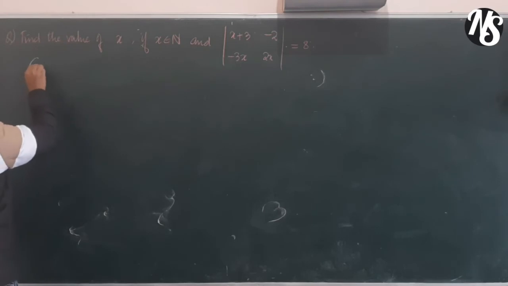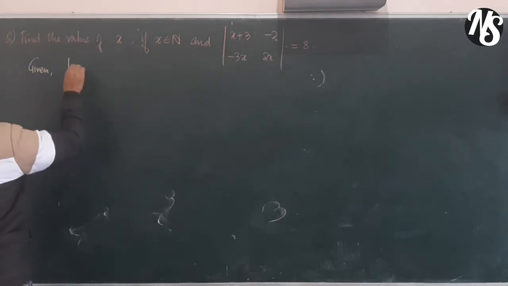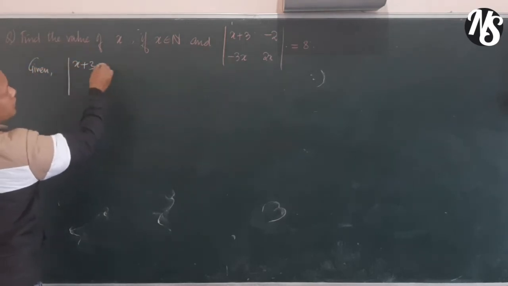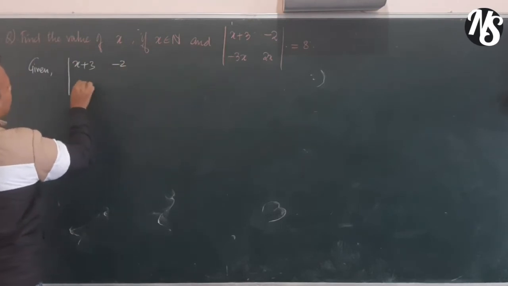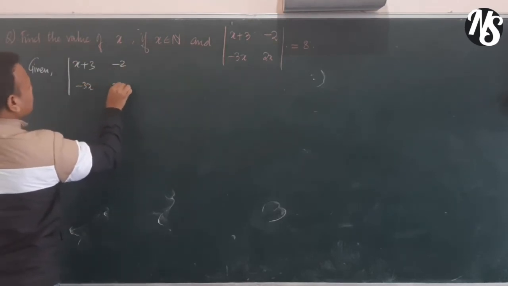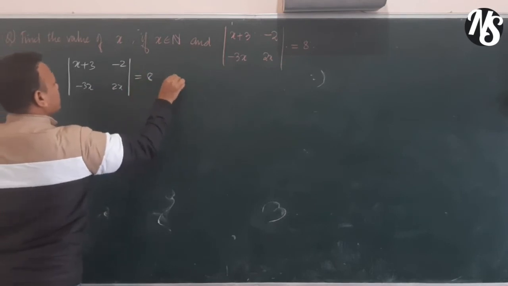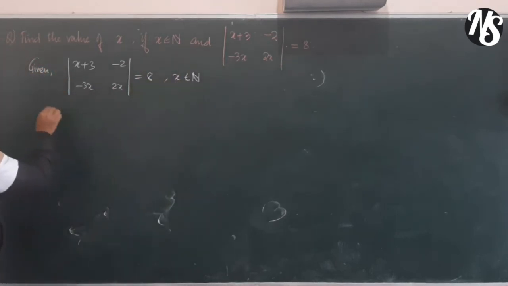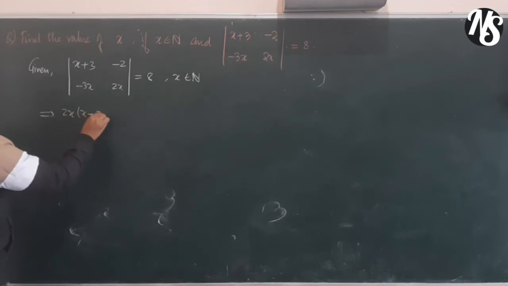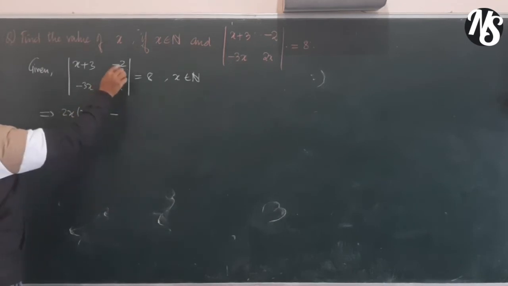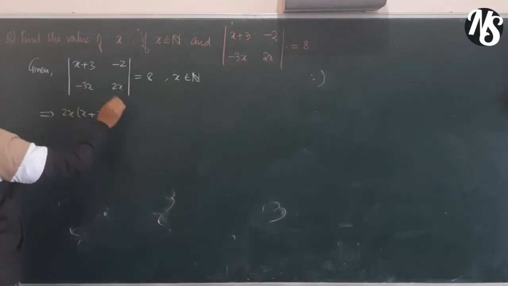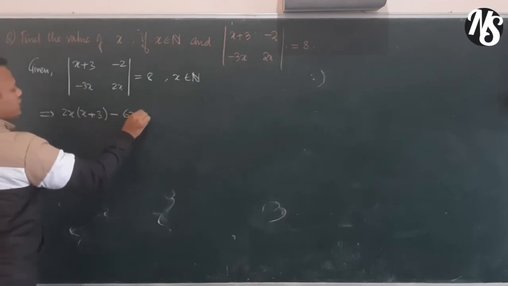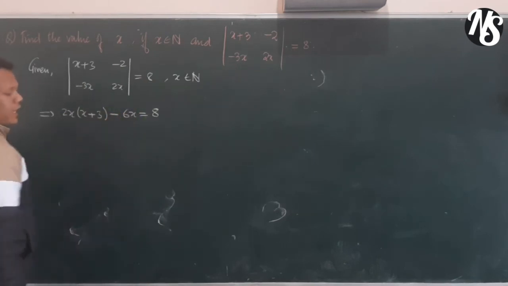So given is the determinant |2x, x+3; -2, 3x| equals 8, and x is a natural number, remember. You know this is 2 cross 2, so it's easy, right? So it becomes 2x into (x+3), minus into minus is plus, so 2 into 3x is 6x. So this is equals to 8.